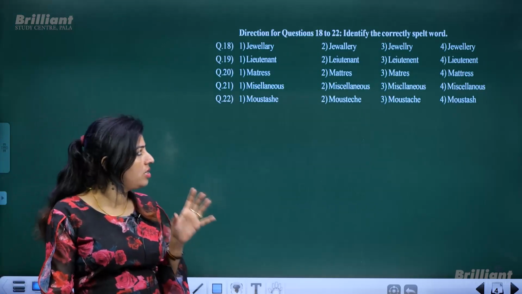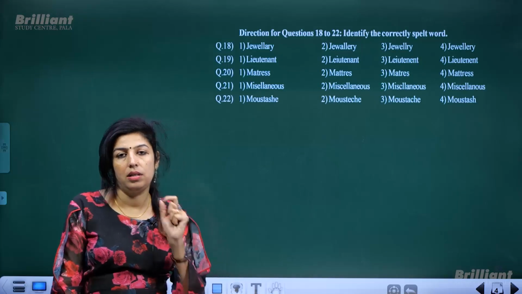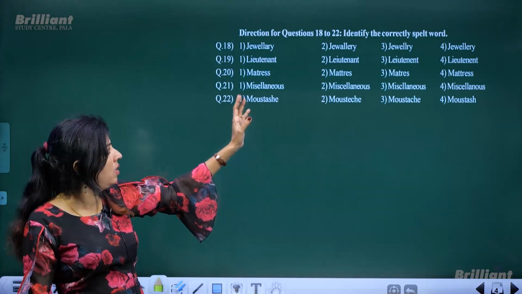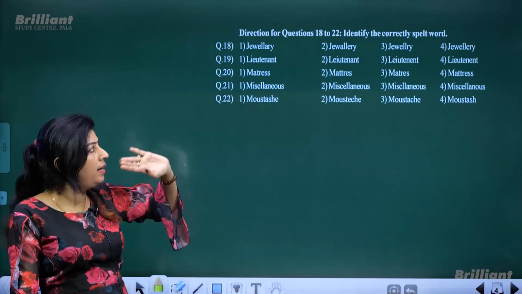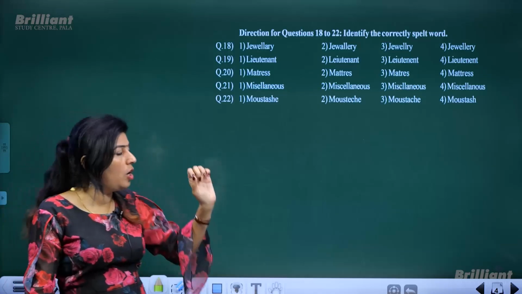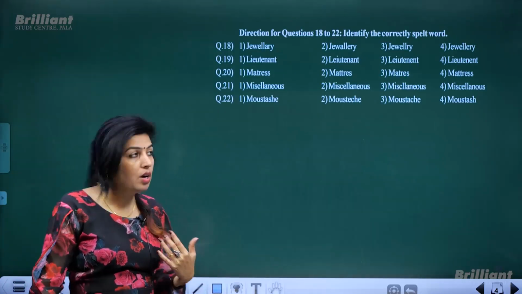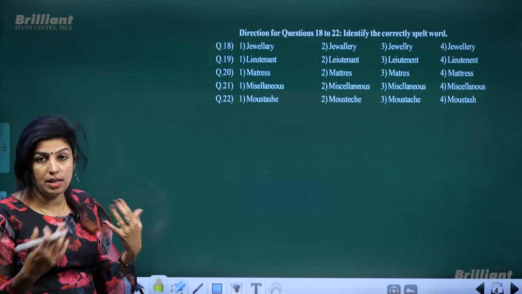Here, it's just that you need to find out from each set the word with the correct spelling. That means, for each question, a word is given with different spellings, and out of which only one option is the correct spelling of the word, and that is what you have to choose. All simple words which we use in our daily life.